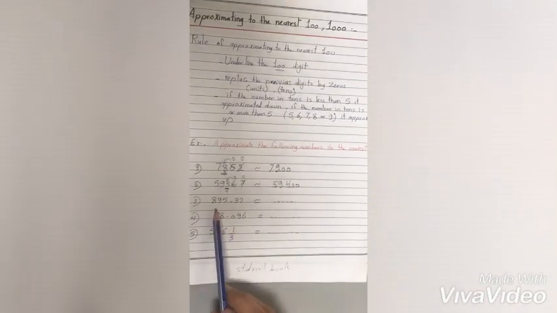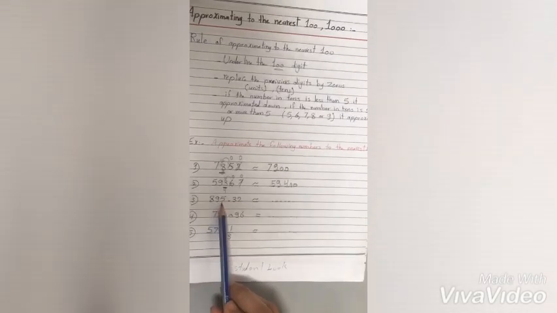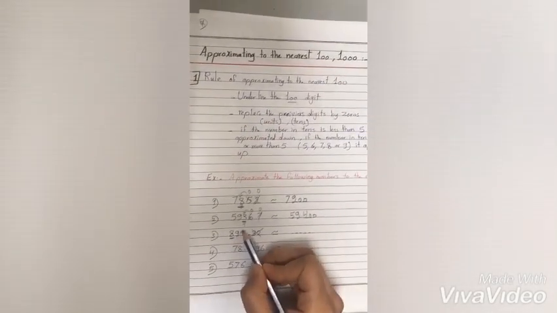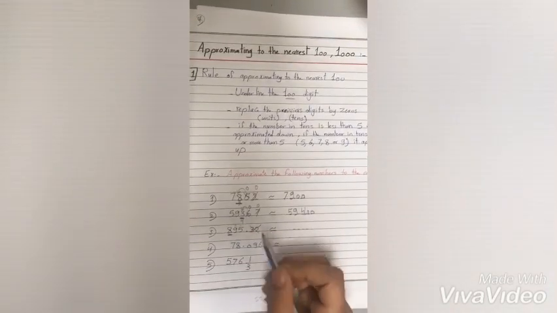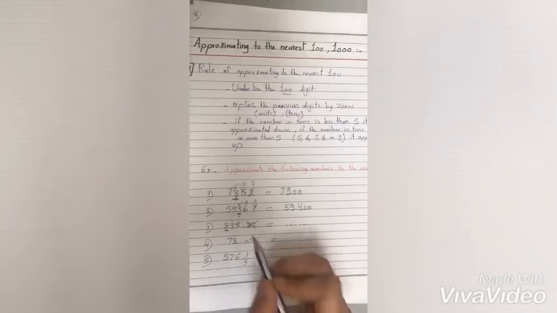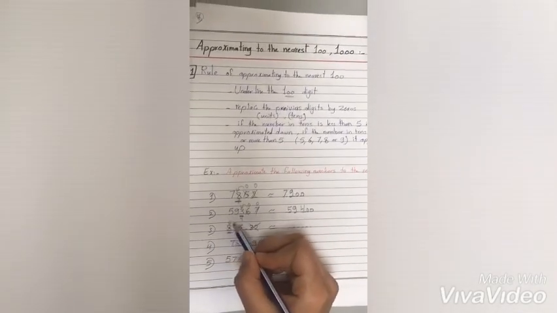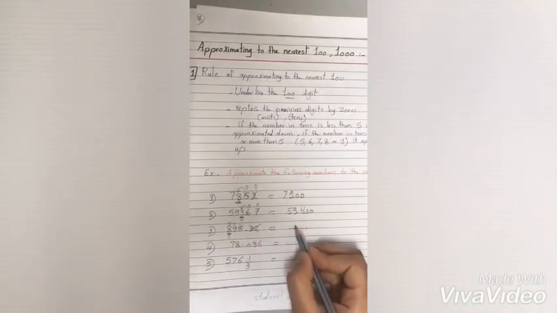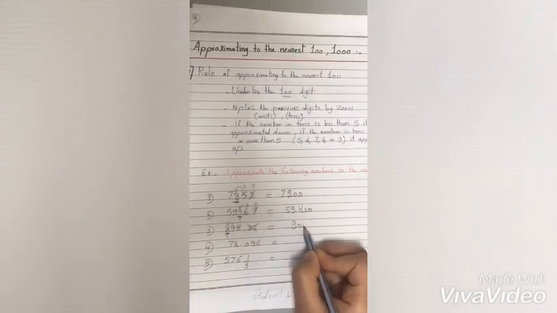What about 895.32? My approximating: replace units and tens by zeros. So I cancel 5 and put 0, cancel 9 and put 0. 9 can give 1 to 8. 8 becomes 9. So this number after approximating will be 900.